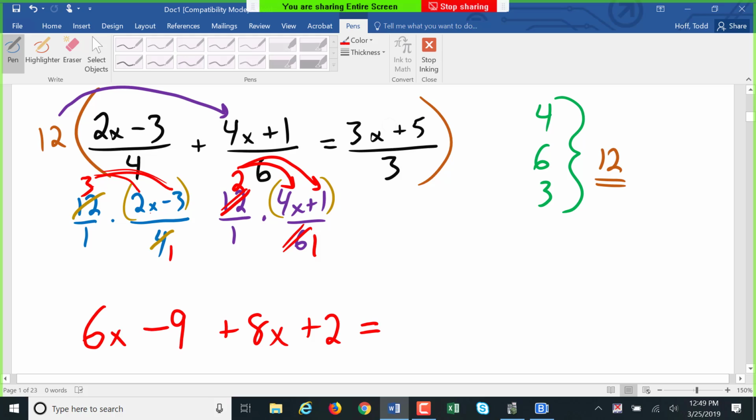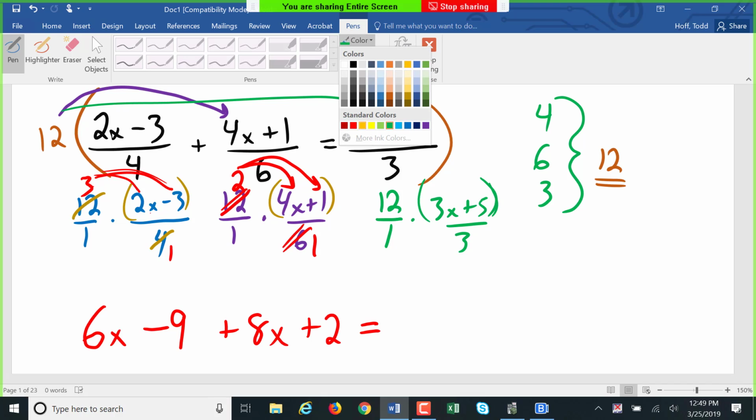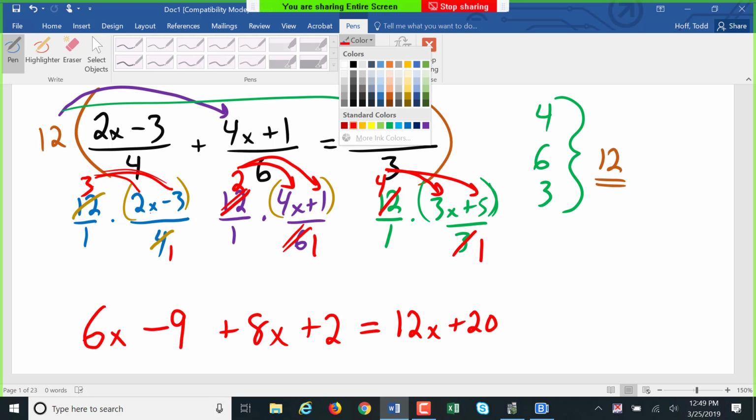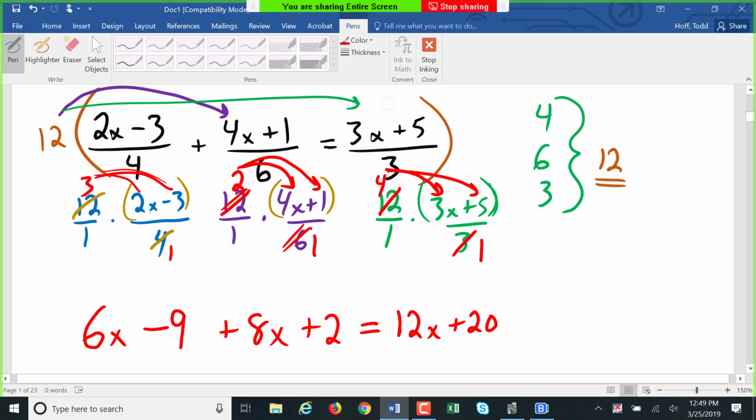Equals. Finally, we multiply the other side. 12 over 1 times 3x plus 5 over 3. Again, I'm going to put in those parentheses. 12 and 3 can both be divided by 3. 3 divided by 3 is 1. 12 divided by 3 is 4. So 4 times 3x is 12x. 4 times 5 is 20. So now we've eliminated all the fractions. It's time to start solving the equation.